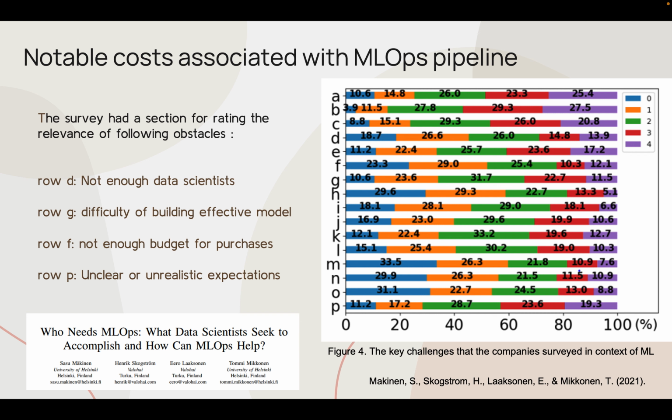If you look at row F, not enough budget for purposes such as solutions and computing. MLOps definitely requires financial investment, and this can be challenging sometimes, or it is a cost sometimes. If you look at row B, it's unclear or unrealistic expectations. So MLOps needs clear targets for sure. This comes as a cost.